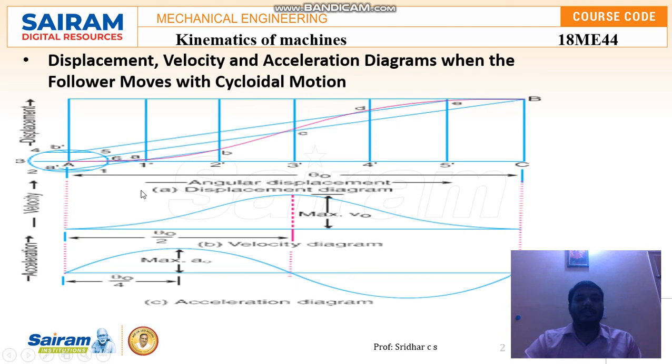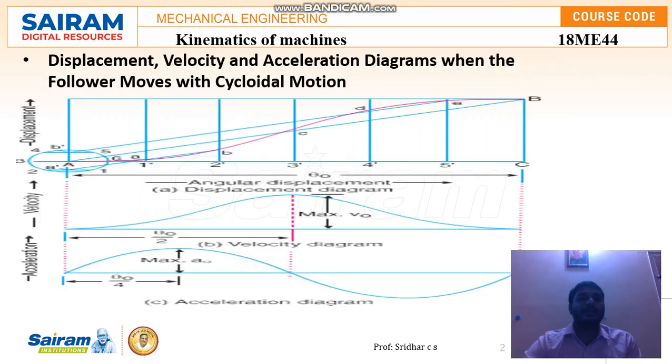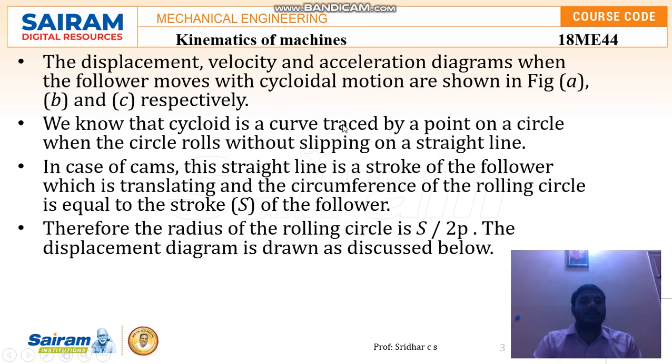So based on that we can find out the angular velocity and angular acceleration. So the displacement, velocity and acceleration diagram that we have seen, the follower moves with cycloidal motion as shown in the figure. So we know that cycloid is a curve traced by a point on a circle when the circle rolls without slipping on a straight line. See, the circle which is drawn will be continuously rolling on all the points without slipping, right? So without slipping on a straight line, that is the lines we have drawn, A and A dash, B dash, where we have drawn the parallel lines.